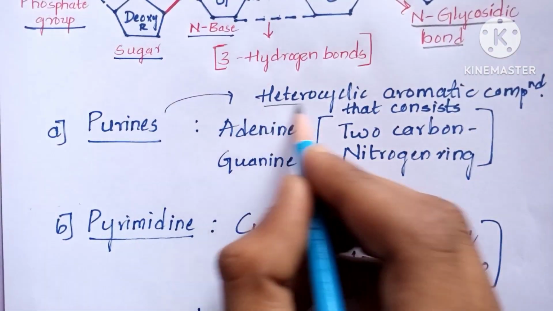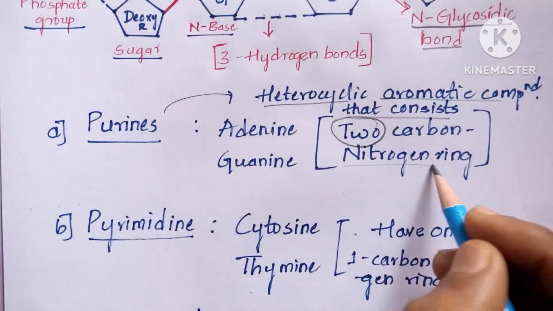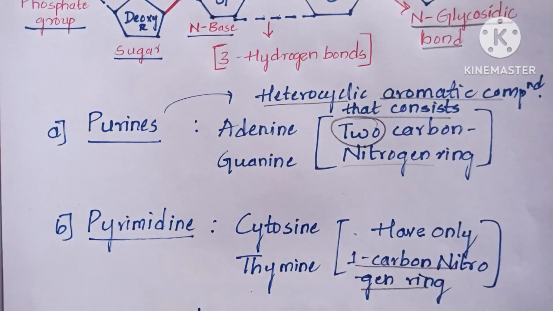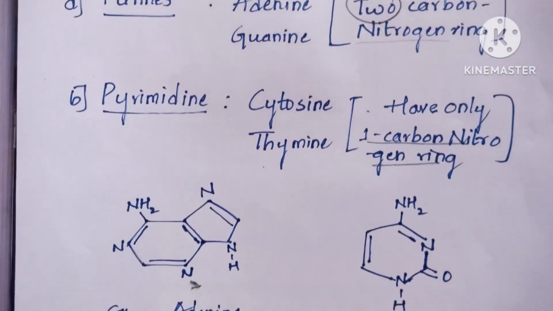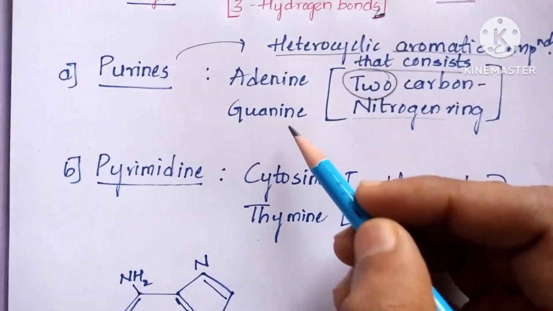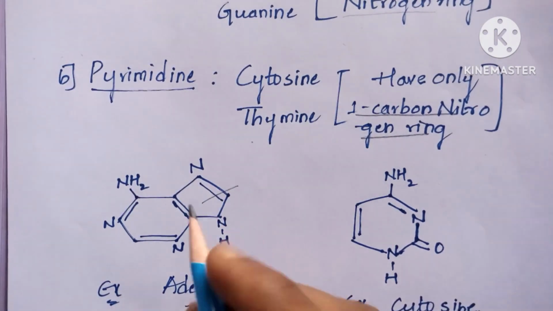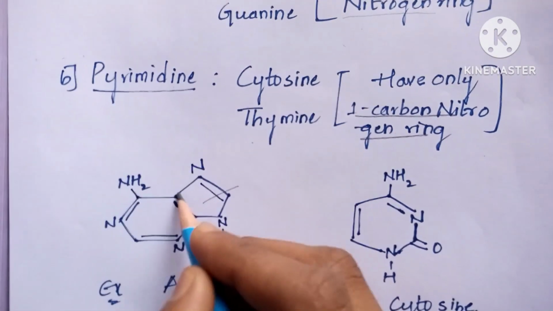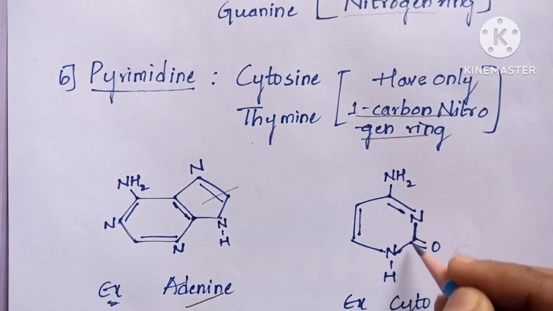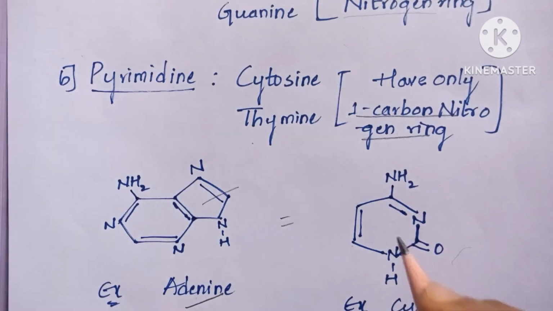What are purines? Purines are heterocyclic aromatic compounds that consist of 2 carbon-nitrogen rings, whereas pyrimidines have only one carbon-nitrogen ring. Let us view an example. See, this is the purine, as I mentioned. An example of a purine is adenine, and this is the structure of adenine. Here you can see the two rings, whereas in the pyrimidine there is only one ring. So this makes a huge difference between the purines and the pyrimidines.